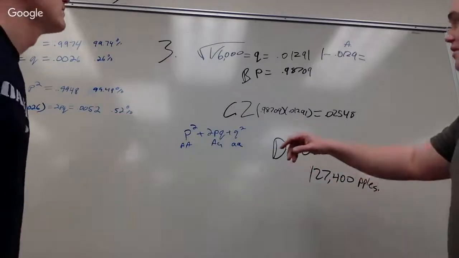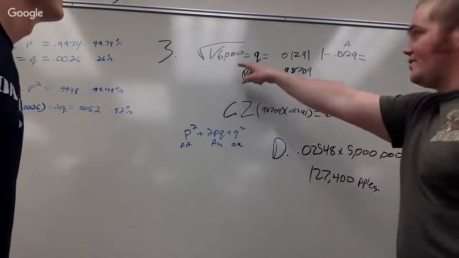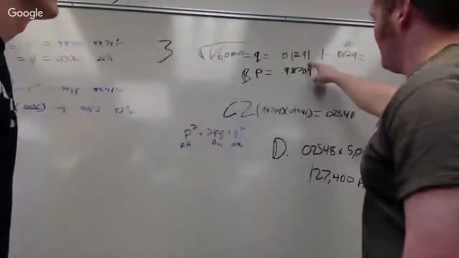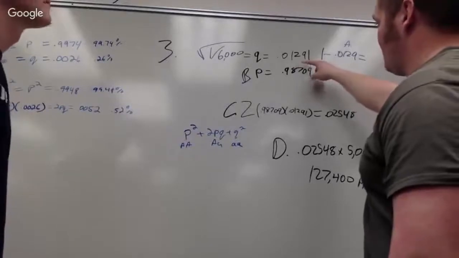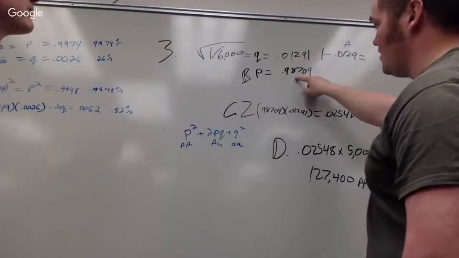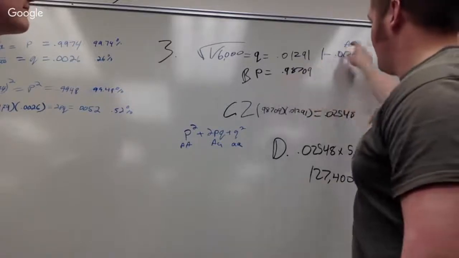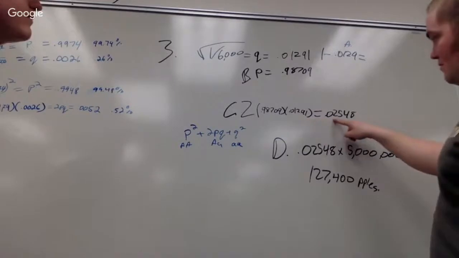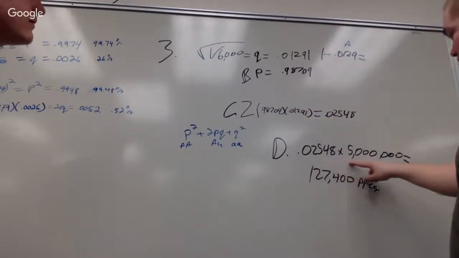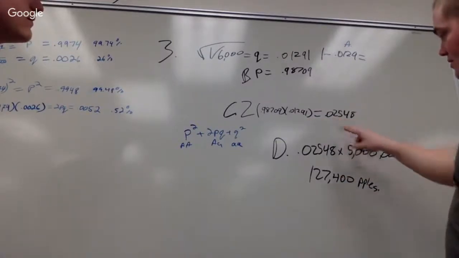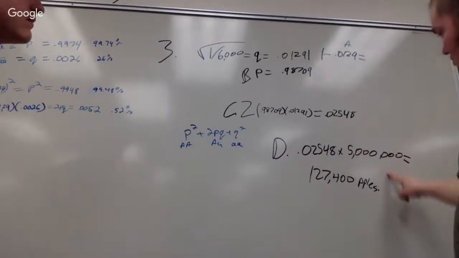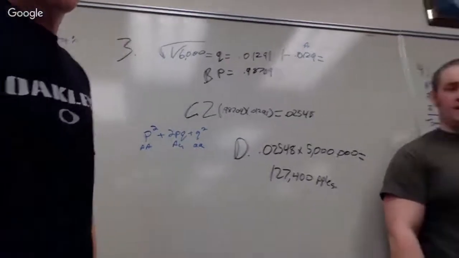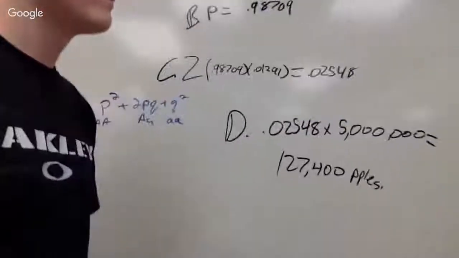It doesn't matter. So question 3, we did kind of the same thing where you do 1 divided by 6,000 and get the square root of that to get Q. And then you do 1 minus this number to get P. And that was both A and B. And then C, you do the 2 times P times Q, get that. And then D, you just plug this in, times it by the 5 million to get 127,400 people affected by that disease that was talked about.